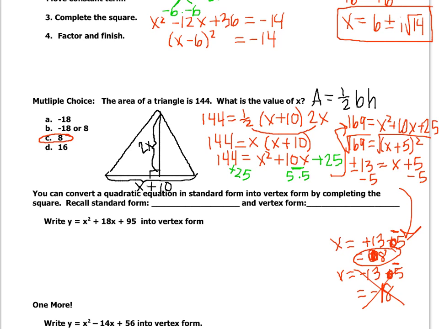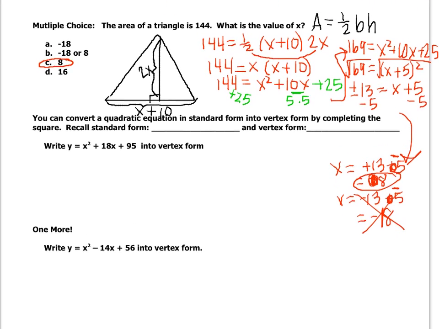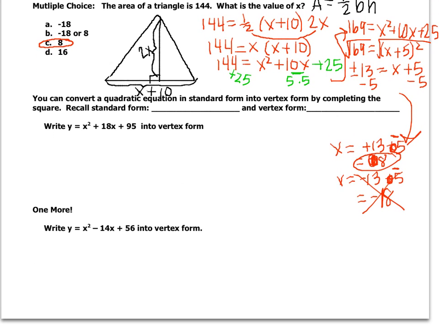Alright, almost done with these notes. Just got a couple more problems here. I'm going to move this up a little bit. It says you can convert a quadratic equation in standard form into vertex form by completing the square.